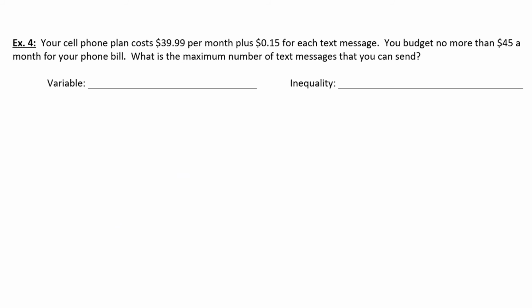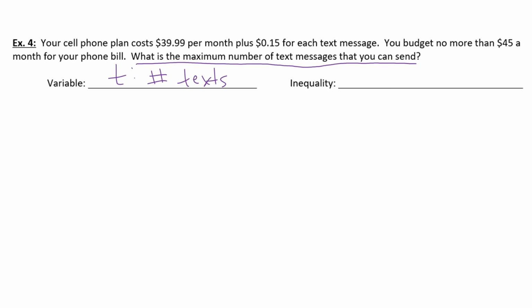All right, last example here. And then, like I said, you'll work on some of these in class. All right, it says your cell phone plan costs $39.99 per month plus 15 cents for each text message. You budget no more than $45 a month for your phone bill. What is the maximum number of text messages you can send? Okay, so I'm going to choose T, and I'm going to say number of texts that I can send. All right, so I have to think about what goes into my cost.